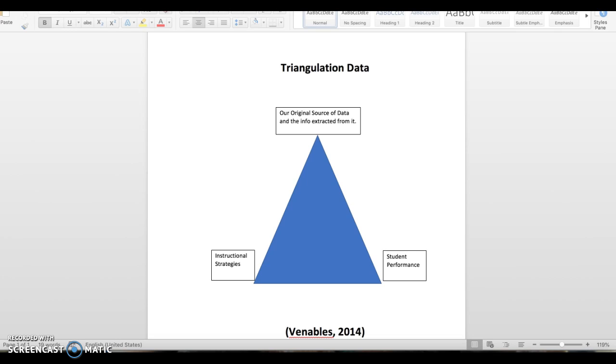So if we look at the triangulation data concept, Venables talks about reviewing additional data with the intent of making learner connections among 3 items. And if you see this diagram that I created here, it has the 3 items. First is our original source of data and the info extracted from it, additional instructional strategies, and student performance. I'm going to go through each of those and then how they relate to my artifact tracking sheet.